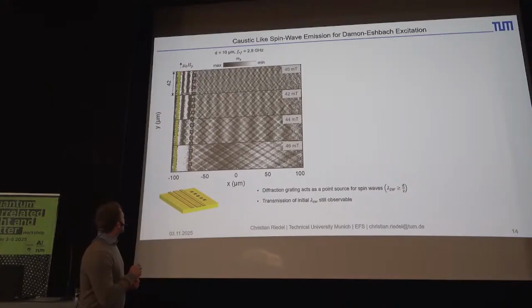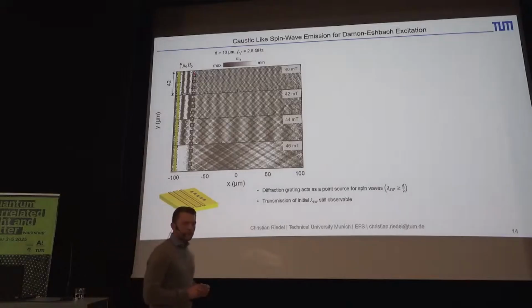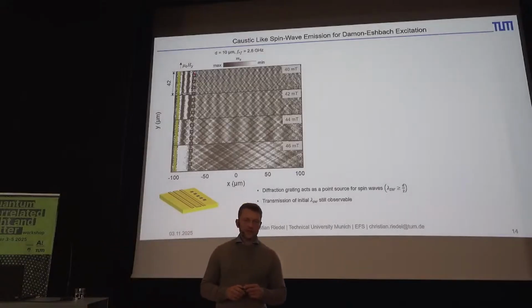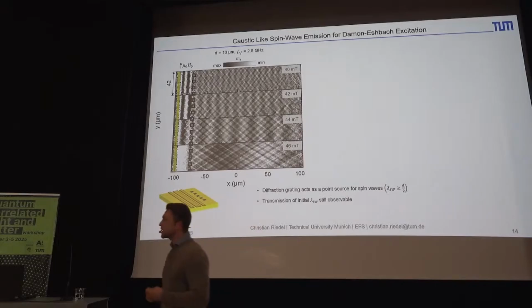We then excited our spin waves again in the Damon-Eshbach geometry from the coplanar waveguide, and we made two-dimensional measurements in x and y for this area here. And as you can see here, we excite a plane spin wave propagating away from the coplanar waveguide, hitting our diffraction grating, and now we can see quite some things happen here.